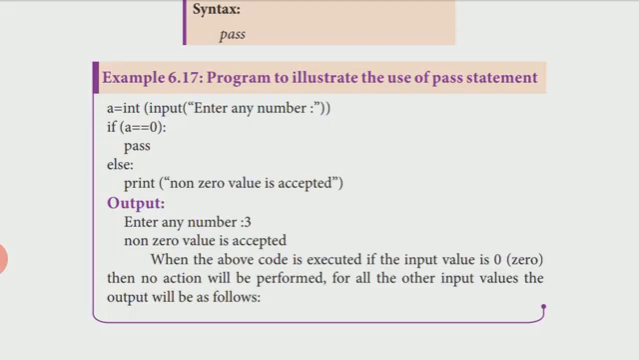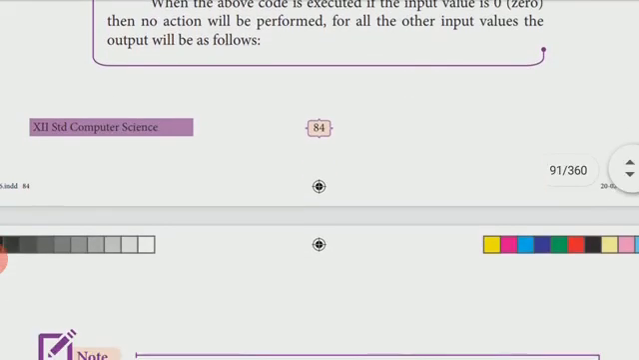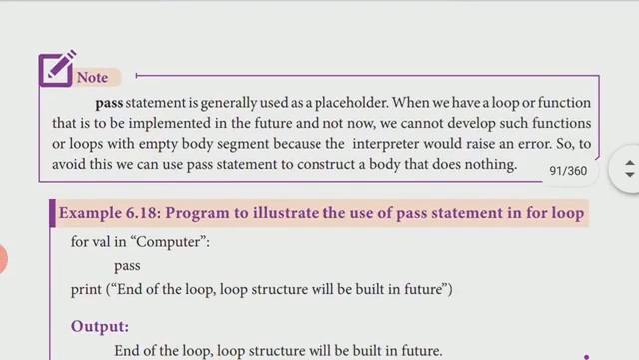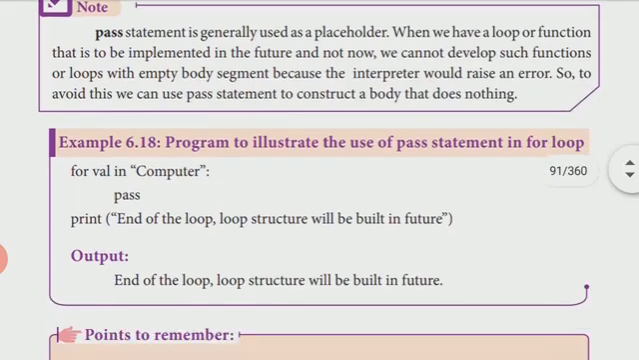See here, first we want to enter any number. If the value is 0, then only we have to pass. If you enter any non-zero value, it will continue the process. So here it won't do anything in your program. So this is the continue, pass and break statements.